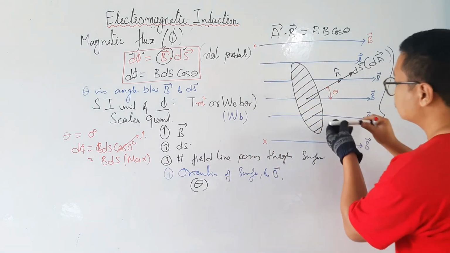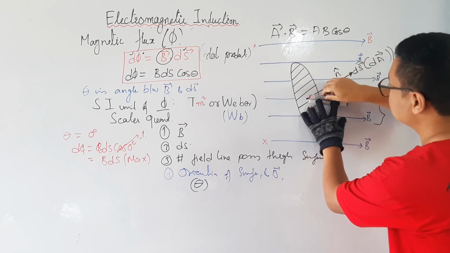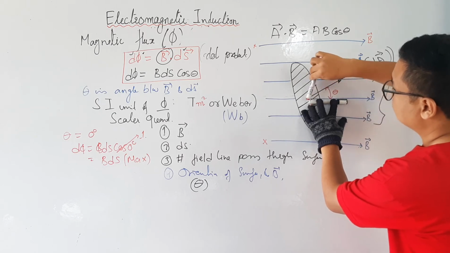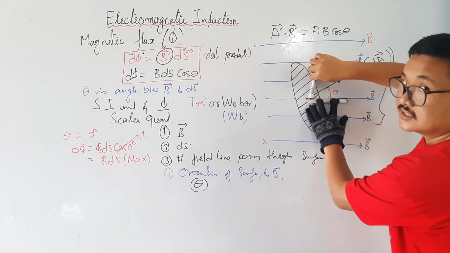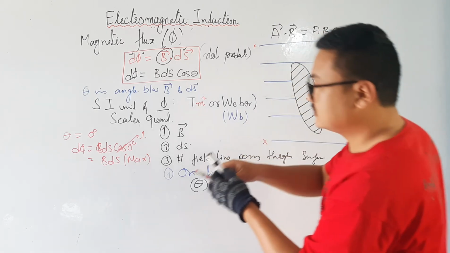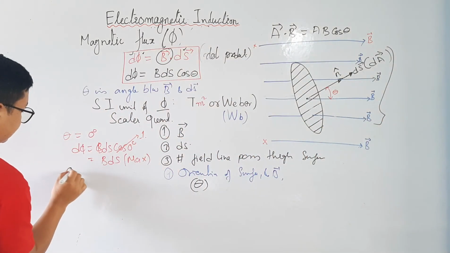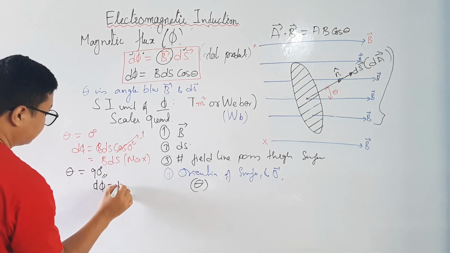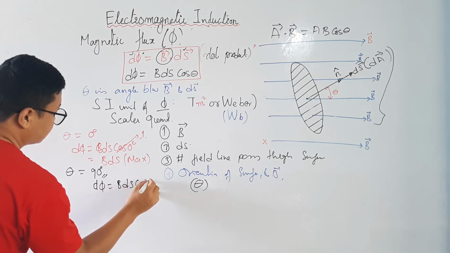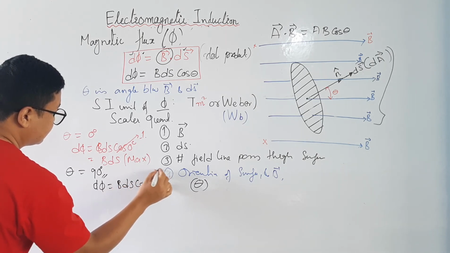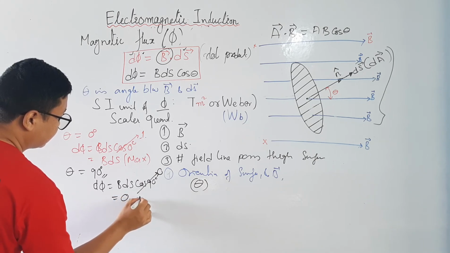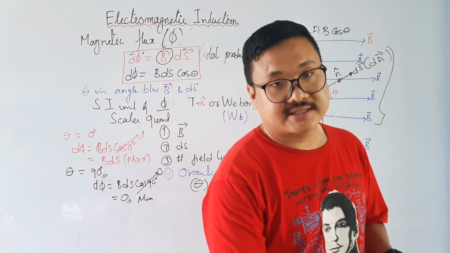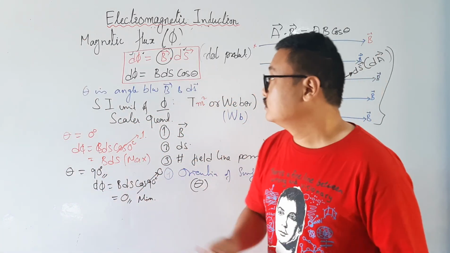Now, next case. This is the magnetic field and this is the area vector, and the angle is 0. Now if I go up like this, then what will happen? This angle has become 90 degree. When the angle theta is equal to 90 degree, then d phi is equal to B ds cos 90 degree, and cos 90 degree is 0, so this is equal to 0, that is minimum.